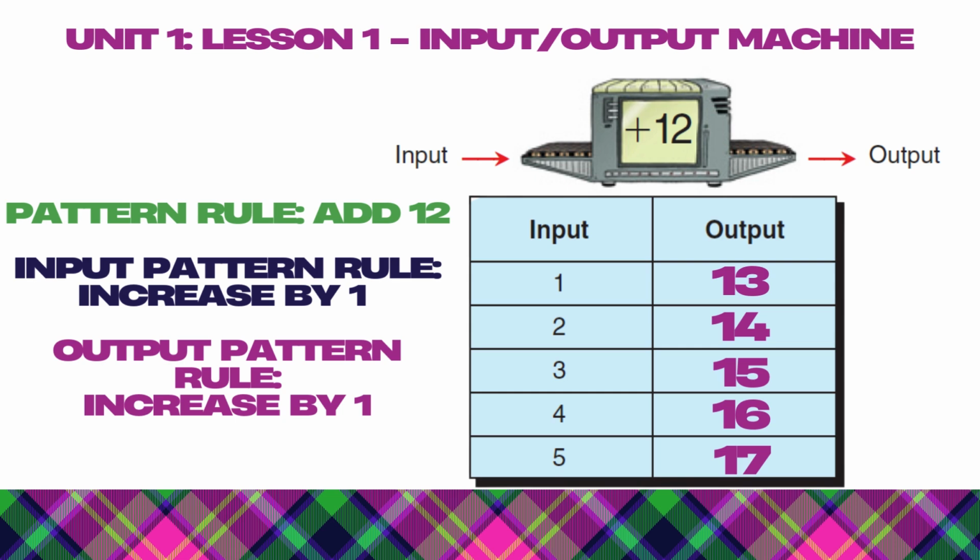The pattern rule for the input was to start at 1 and increase by 1. The pattern rule for the output was to start at the number 13 and increase by 1. Knowing those pattern rules and being comfortable identifying them will help you as we progress through this chapter.